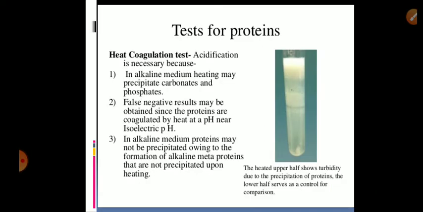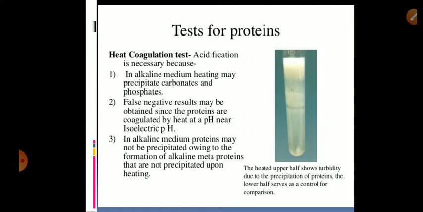There won't be any appearance of turbidity. Now to confirm that this turbidity is formed only by protein, and that it is not because of precipitation of carbonates or phosphates, that is, that it is not a false positive test, we have to add a few drops of glacial acetic acid to the test tube.